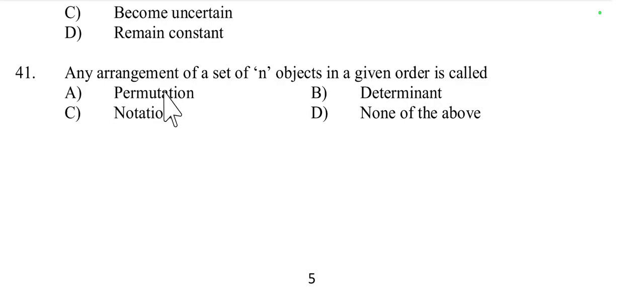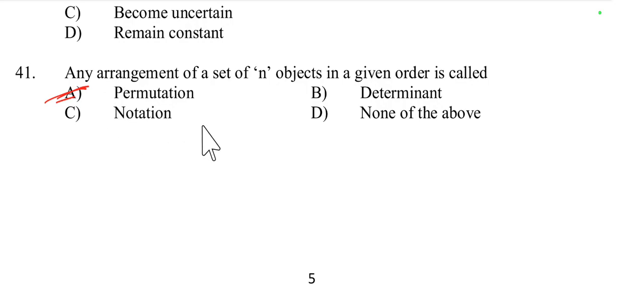Question number 41. An arrangement of a set of n objects in a given order is called permutation, determinant, notation, or none of the above. An arrangement of a set of n objects in a given, particular order is called a permutation. It is not determinant or notation, it is permutation.